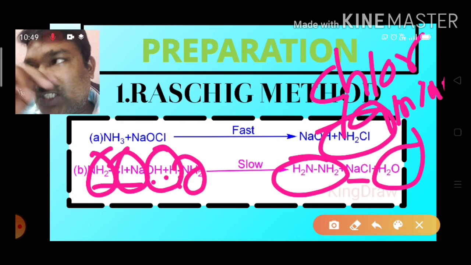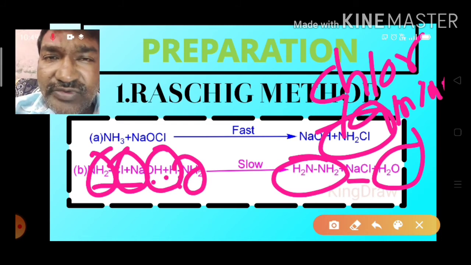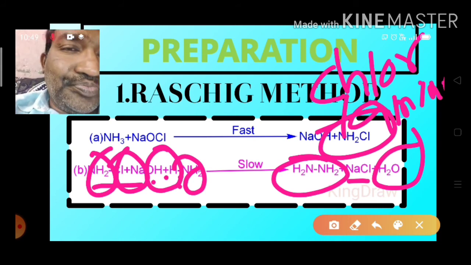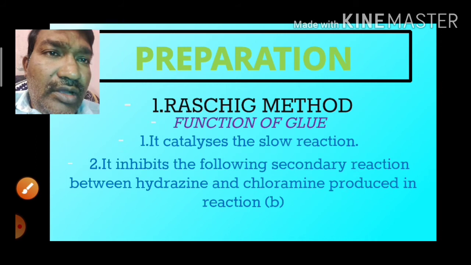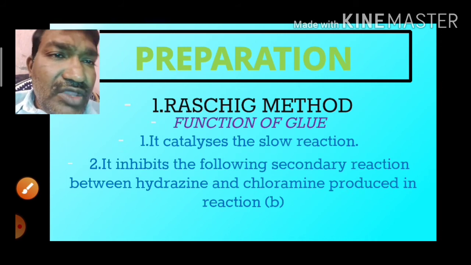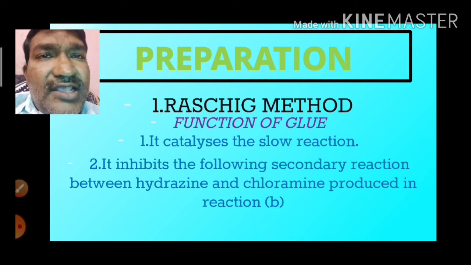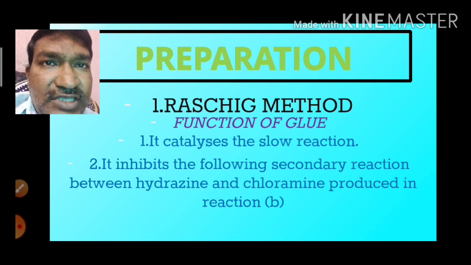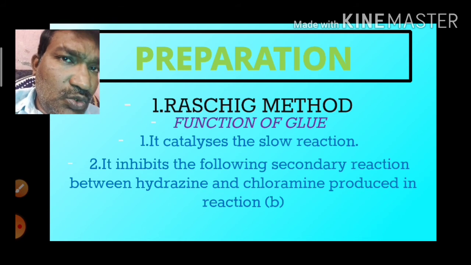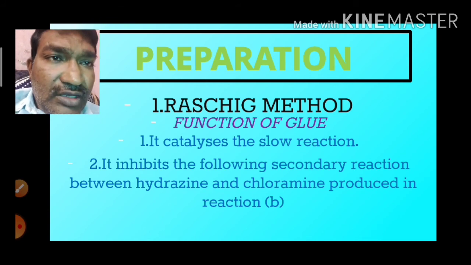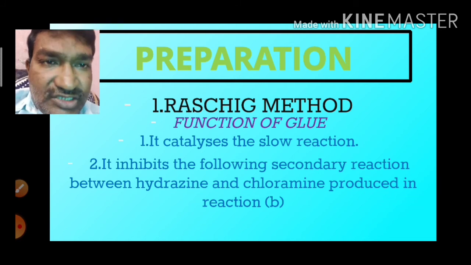The Raschig process occurs in two steps. First step is the fast step and the second one is the slow step. Look here, the glue catalyzes the slow reaction. We know very well that the second step in the Raschig method is the slow step, so the use of glue catalyzes that slow reaction.